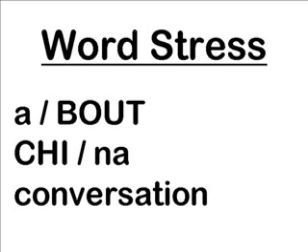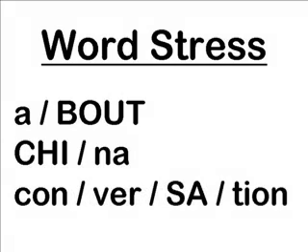China. Now look at the last word on the slide, conversation. Conversation has 4 syllables. Con, ver, say, shun. Notice that the third syllable is to be accented while the other syllables are to be pronounced softer. Listen as I say the word. Conversation, conversation. Now you try it. Conversation.